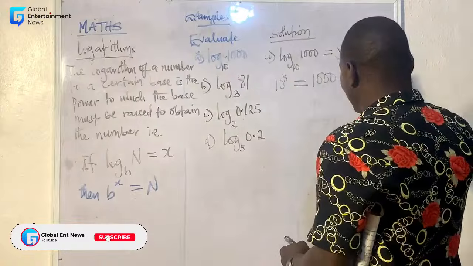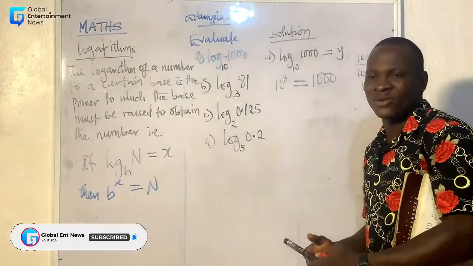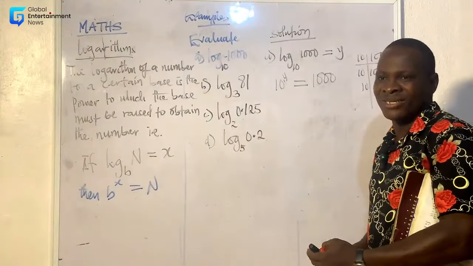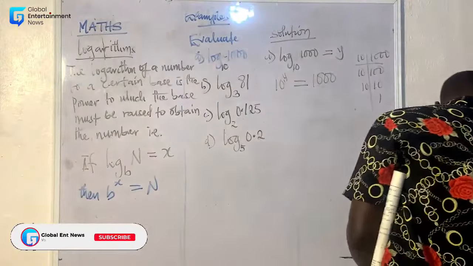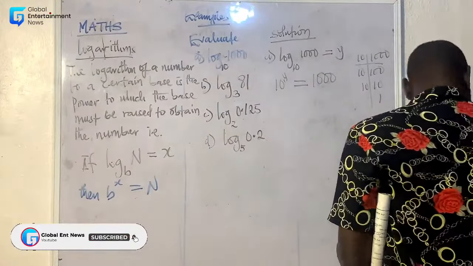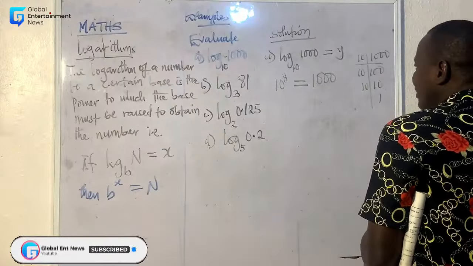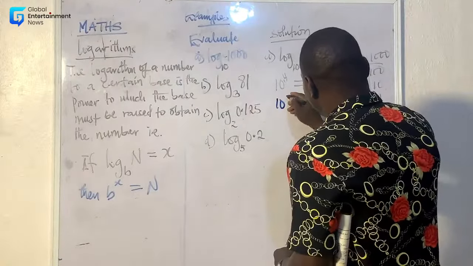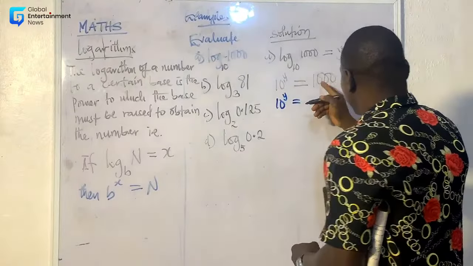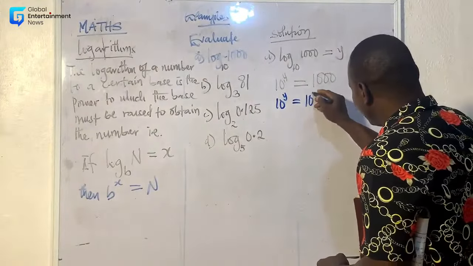Now, that means this one is what? 10 raised to power what? Raised to power 3. 10 raised to power 3. Now, with this 10 raised to power 3, what do we have here? 10 raised to power y is equal to 1000 will give us 10 raised to power 3.